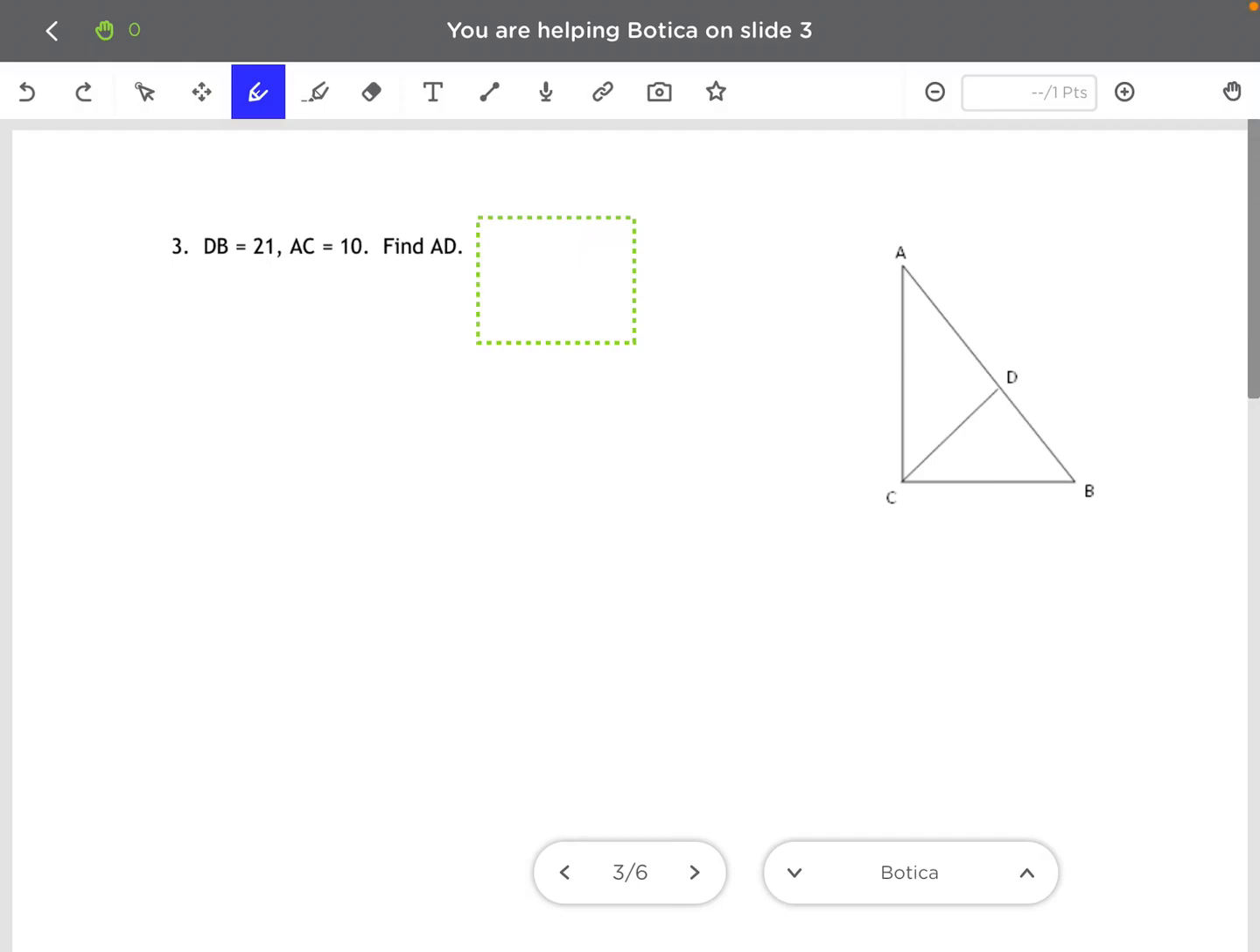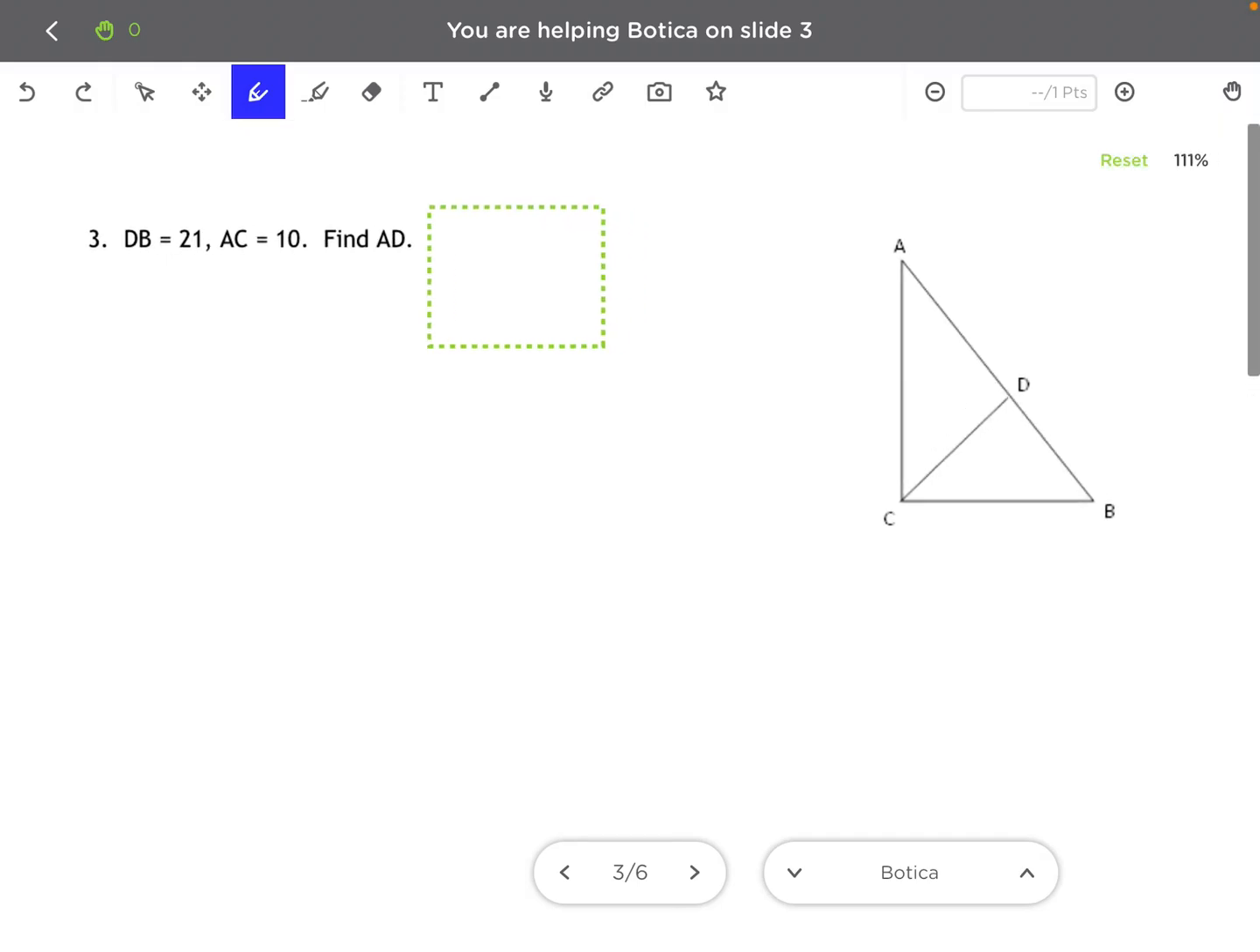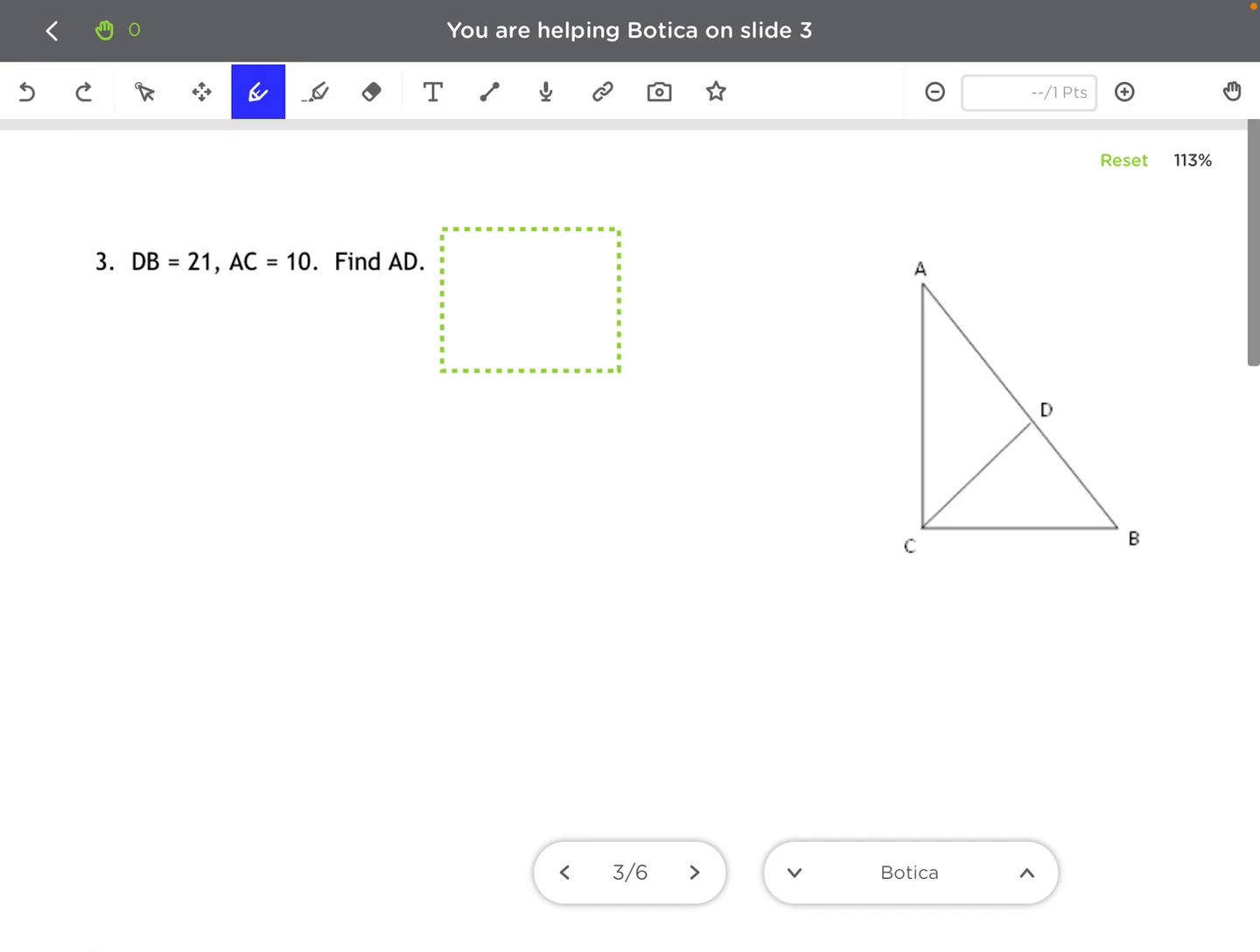Alright guys, so here's a little video to help you out. Again, these are extra practice on your class kick. I'm going to go through this with you. I'm going to do number 3 using that little shortcut, and then I will do number 4 using similar triangles, so you can see 2 different methods.